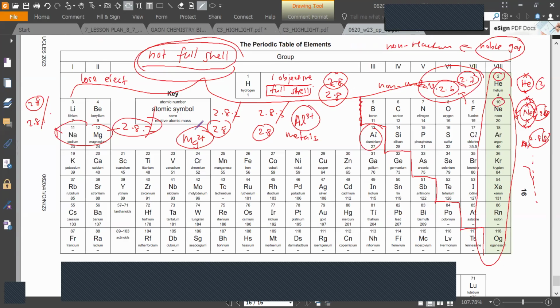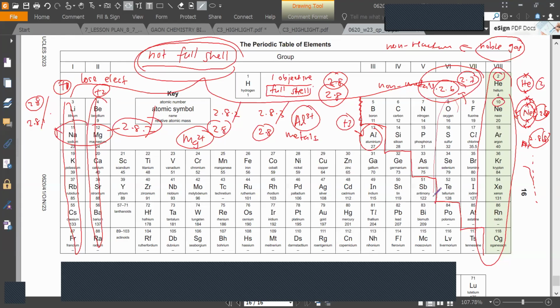Always. So group 1 here is always +1, the charge. Group 2 is always +2, the charge. Okay. Group 3 is +3. Okay. So we can predict.